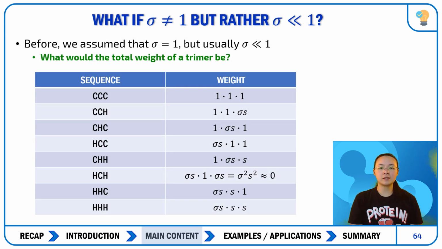If anyone noticed, we previously said that sigma should be really small, but we use sigma equals 1 for our calculations for simplicity. Using that simplification, what would be the total weight of a trimer? So let's try to solve this together. We won't go through all the steps because that would probably be part of an assignment question.